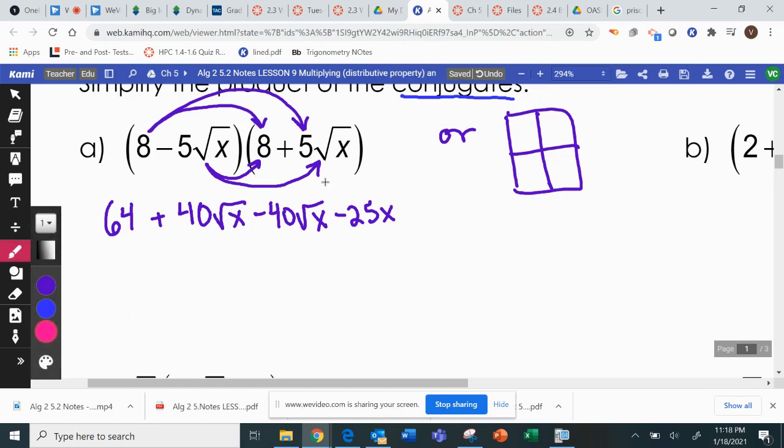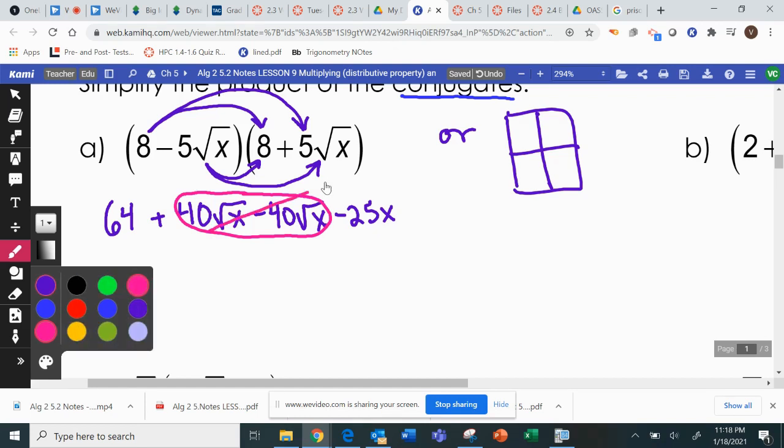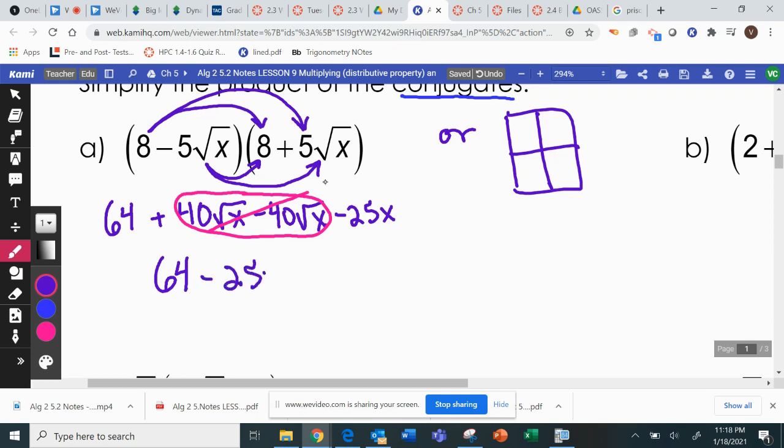Now we look in the middle and we combine our like terms. They have the same radical, same variable, same radical. But one is plus 40 and one is minus 40, so these cancel out. And we get 64 minus 25x. So that follows that pattern of a squared minus b squared for the difference of squares.